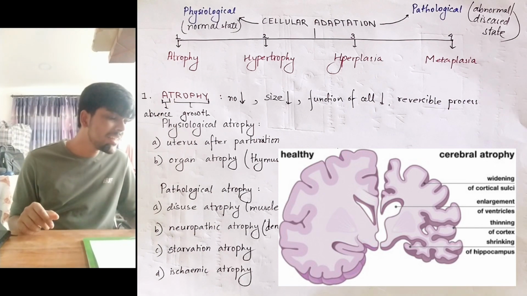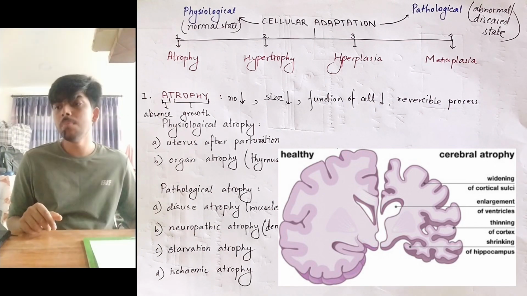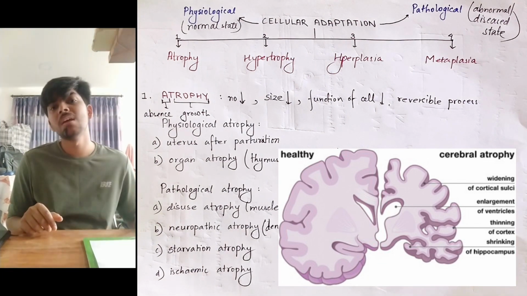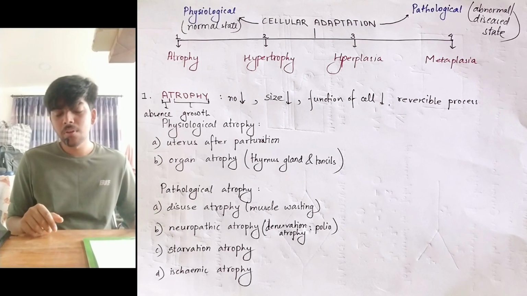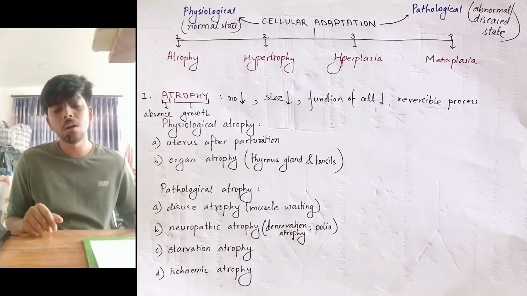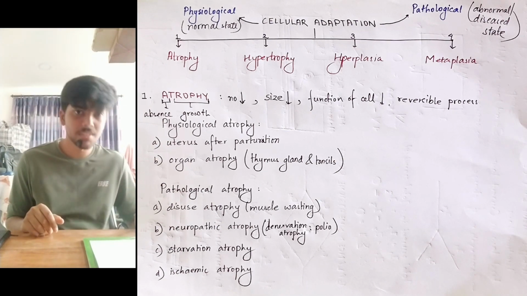It is due to ischemia that old people suffer from memory loss. Or shall I say, it is due to ischemic atrophy that old people generally suffer from memory loss. And the most common memory loss disease is Alzheimer's disease.